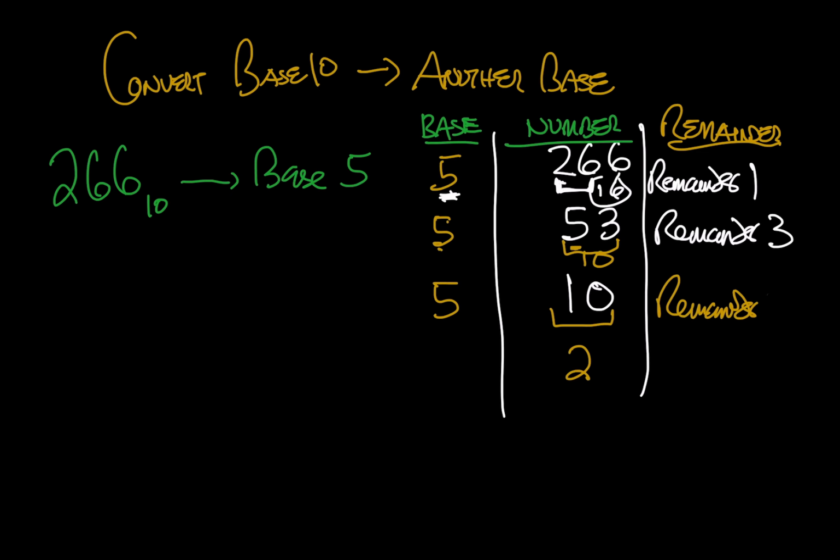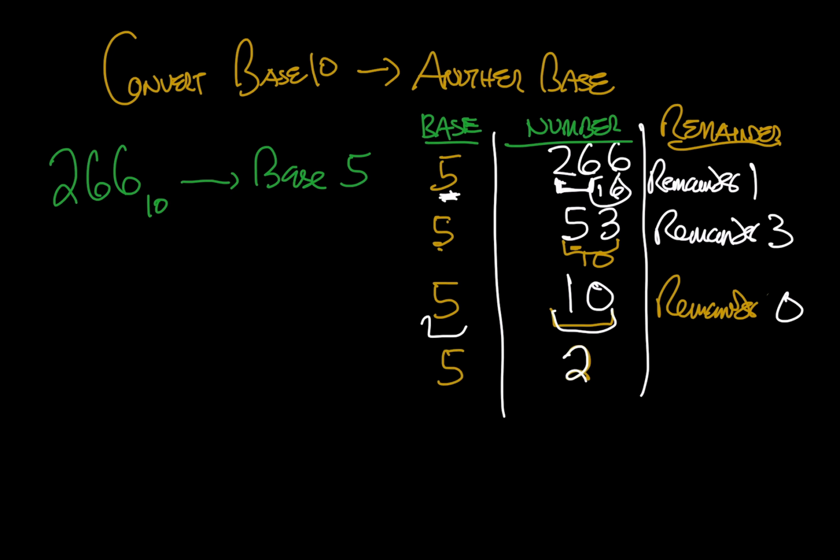The remainder is 0. Why 0? Because 5 times 2 is 10. So 5 will go into 10 2 times, because 2 times 5 is 10. And the remainder is what? The remainder becomes 0. Now we continue. We are not done.